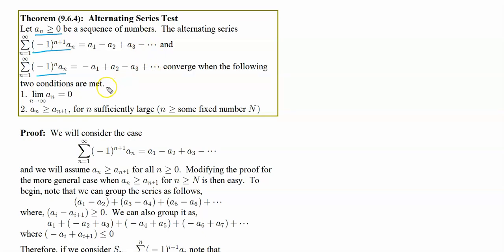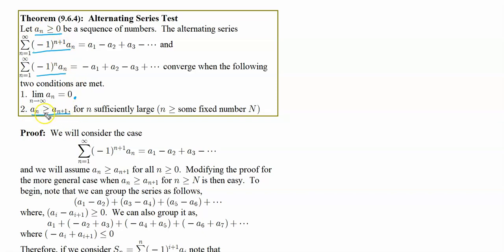And the two conditions that we need for convergence of these two series are this. We need the limit as n goes to infinity of the a_n to equal 0. Okay, that must be met. And also, we need that the sequence of a_n's that we started with has to be a non-increasing sequence.